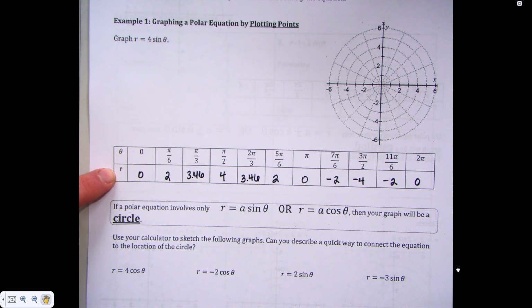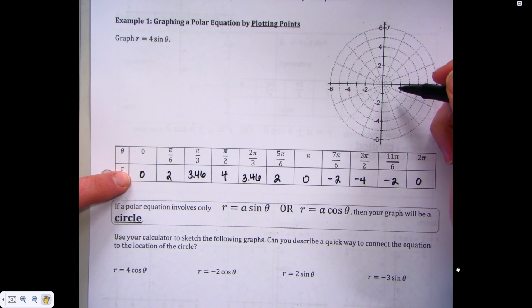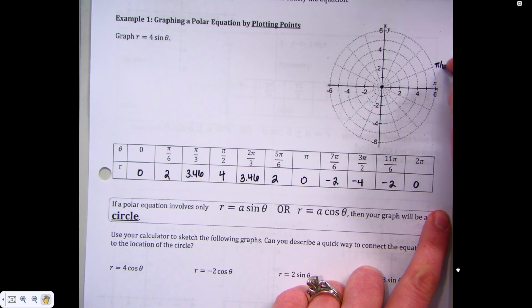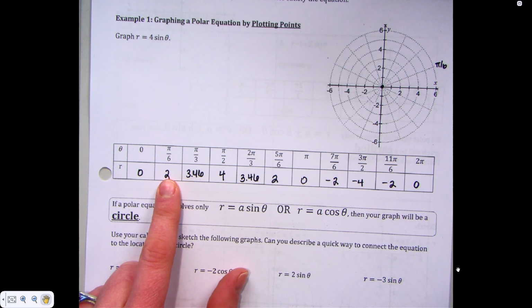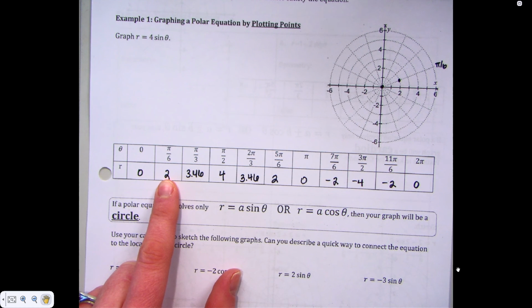So here's what we want to do. We want to backtrack to yesterday's work and start plotting these points. Remember, theta gives me my direction. r tells me how far to move in that direction. So in the direction of a 0 radian angle, I want to go 0 units. That would put me at the pole. In the direction of pi over 6, I would want to move 2 units. So I'm going to use those little circles to go 1, 2 units in the direction of pi over 6.